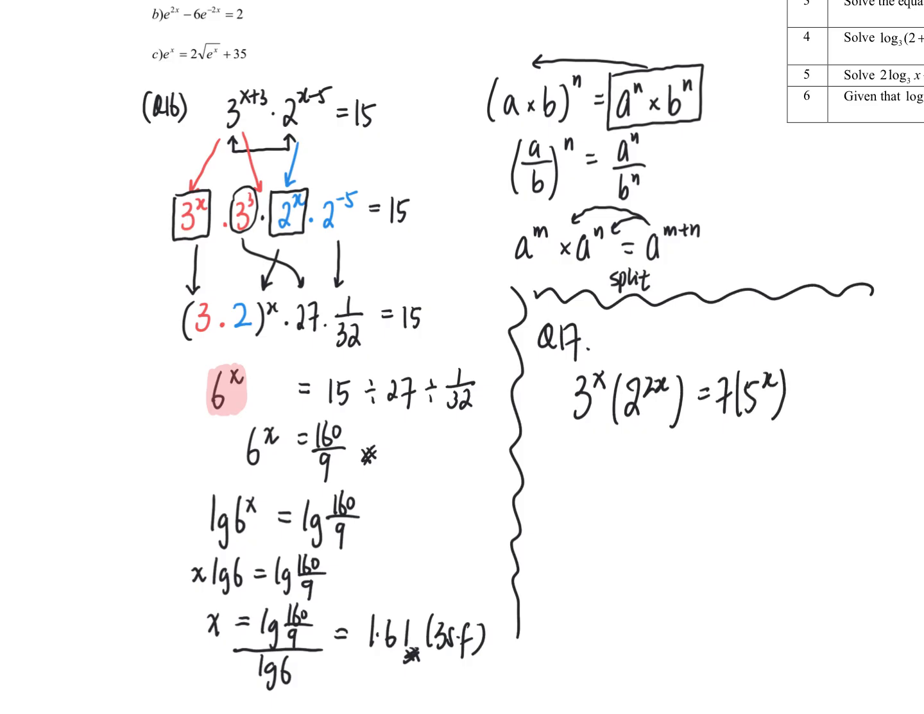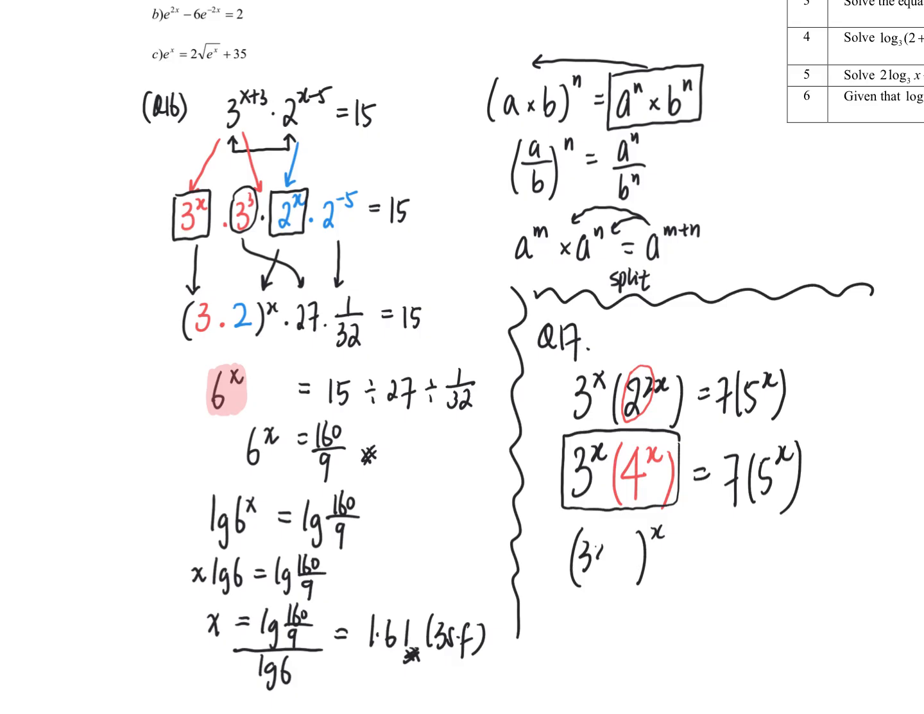Okay, so now they want me to somehow combine the power x together. First thing first, I change this back to 4 to the power of x. Why I do that is so that they share the same power. So when these two share the same power, I can take out the power and multiply the number inside. It will be the same. So I put them together.